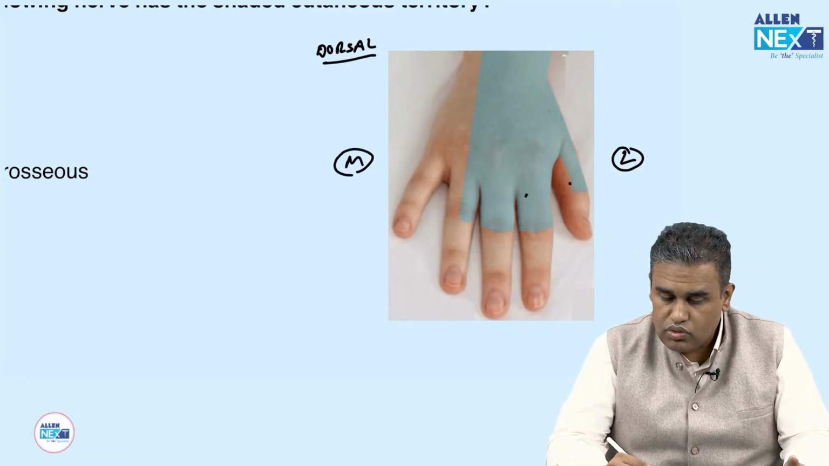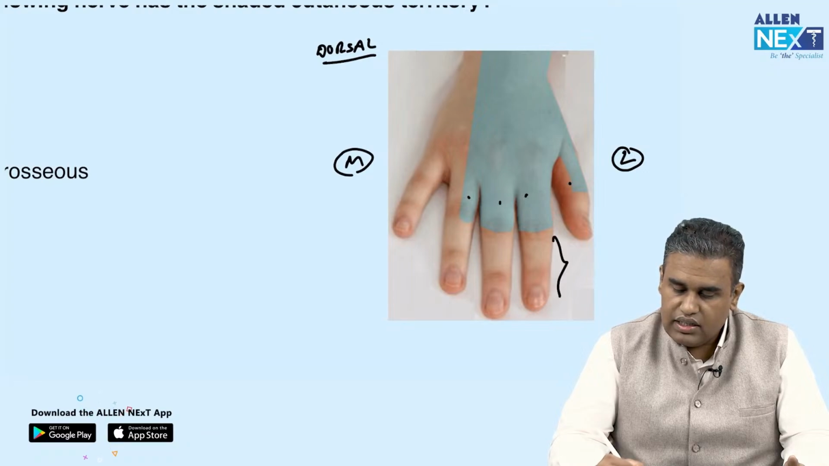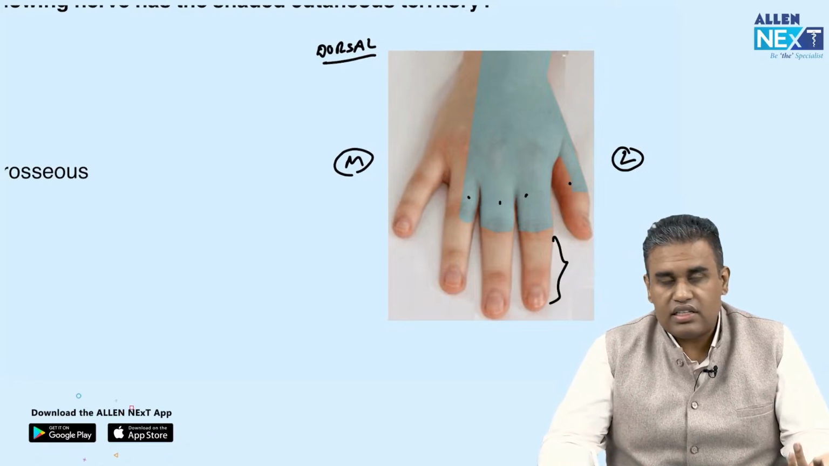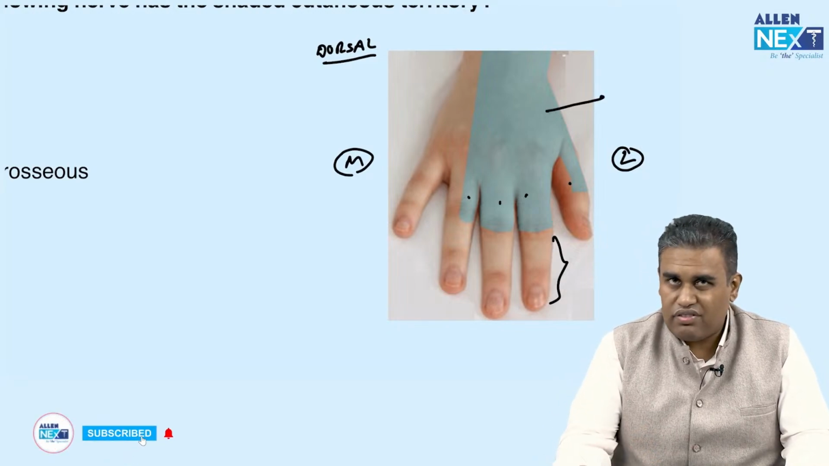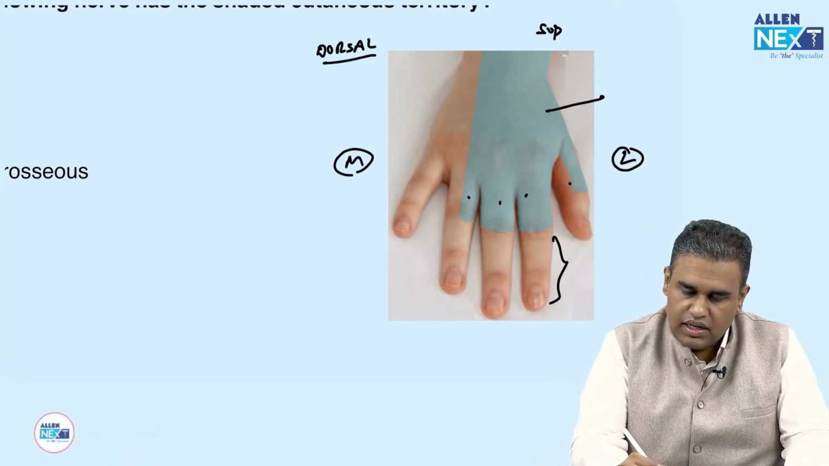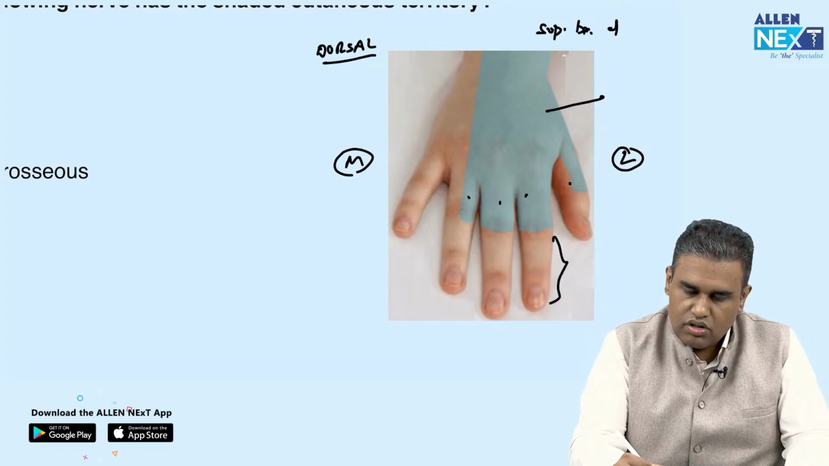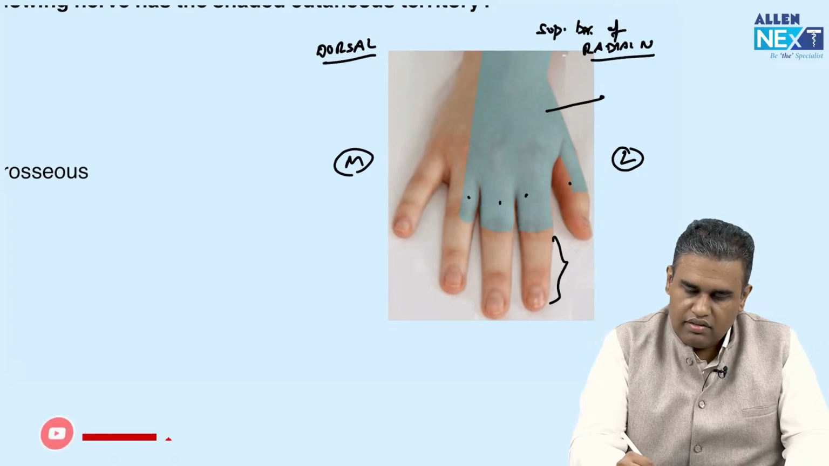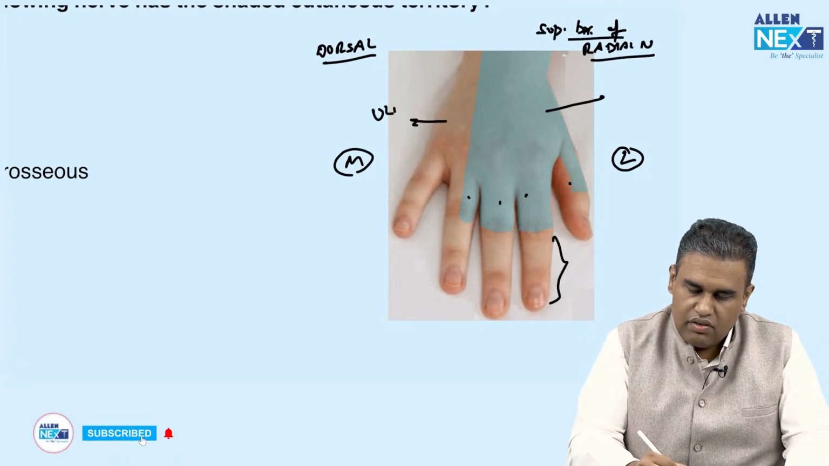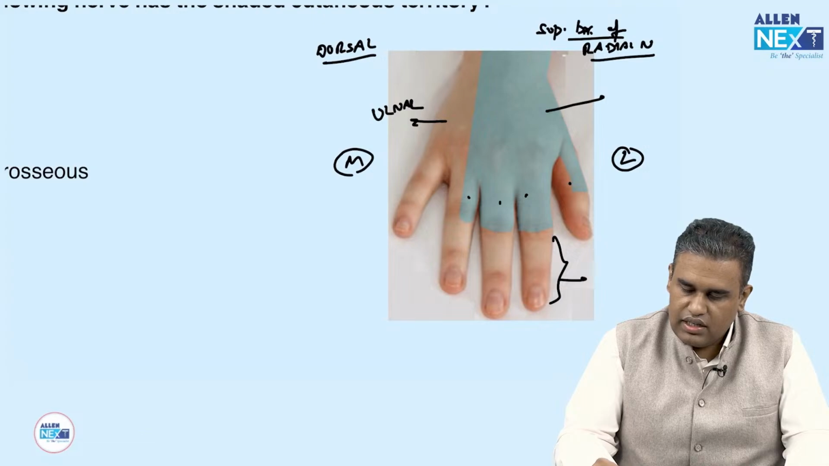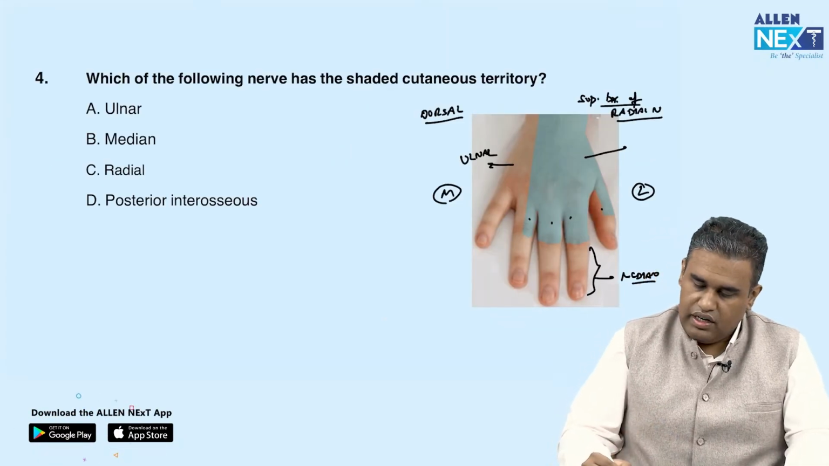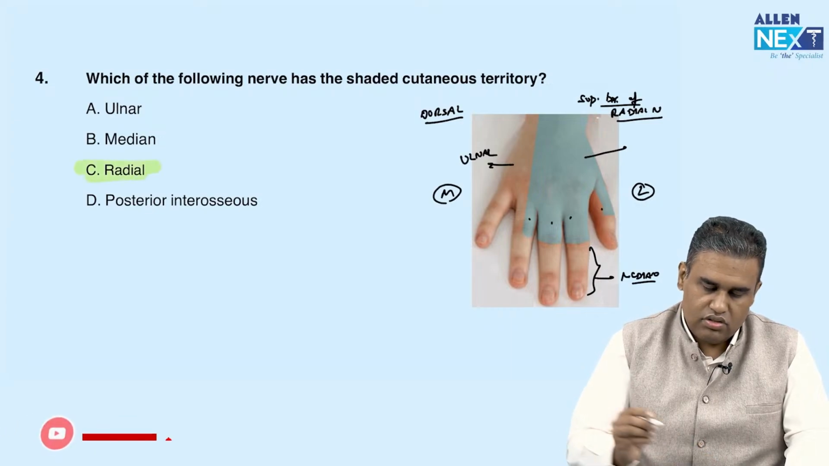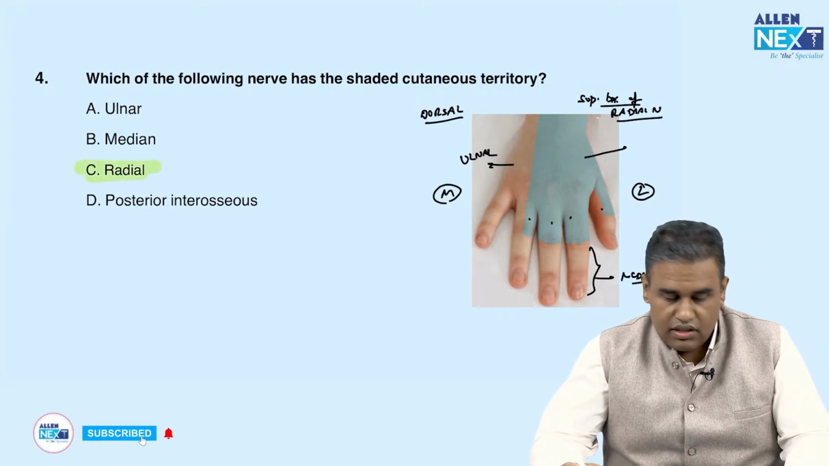And laterally, how many digits? 1, 2, 3 and a half, excluding the distal phalanx and the nail bed region over here. This is all supplied by the superficial branch of the radial nerve. Now, this area over here will be the area of the ulnar nerve, and these fingers over here are under the cutaneous territory of the median nerve. So the superficial branch of the radial nerve, or simply the radial nerve if that is given, is also a good answer.